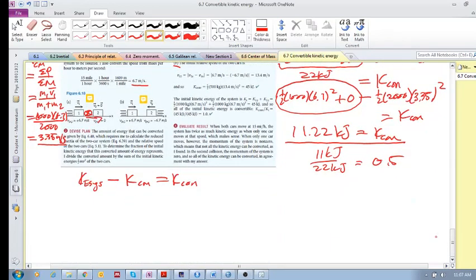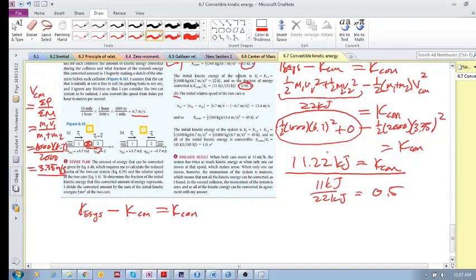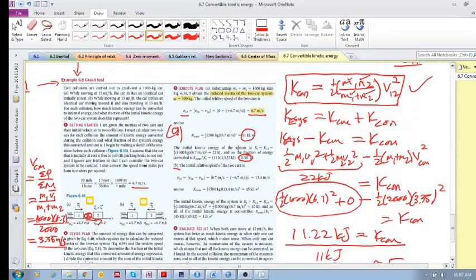So, again, if you want to calculate the convertible kinetic energy, you need the reduced inertia, and you need the relative velocity. The reduced inertia is just multiplying the two inertias together and dividing by their sum, which equals 500 kilograms. That's what we see there. And then you also need the relative velocity.